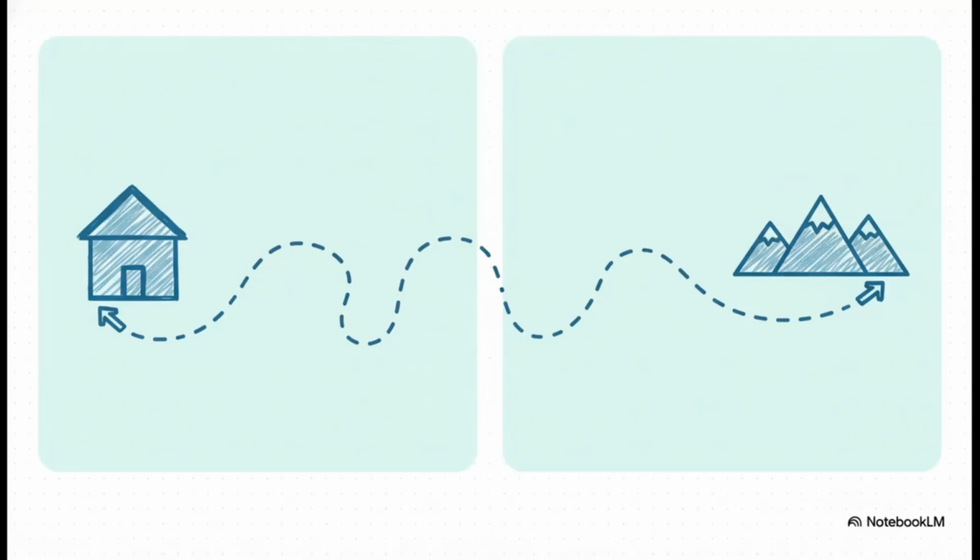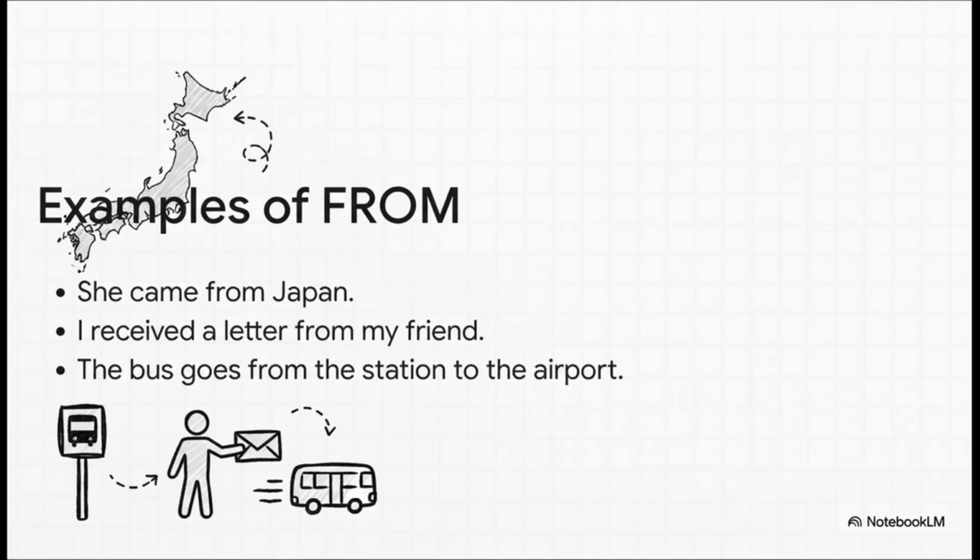It's actually super simple when you see them side by side. From is your origin, it's where you begin. To is your destination, it's where you're headed. They're the perfect opposites that bookend any kind of movement. Let's just break these down for a sec.